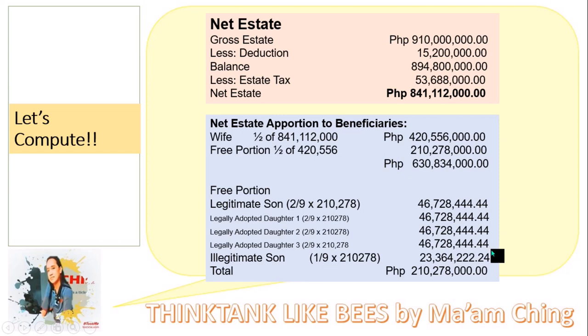For the illegitimate son, the computation will be 210,278,000 multiplied by 1 over 9. So he will receive 23,364,222 pesos. If you add these five, the total portion for the son and daughters is 210,278,000, and if you add these two, the total net estate is 841,112,000. Okay?